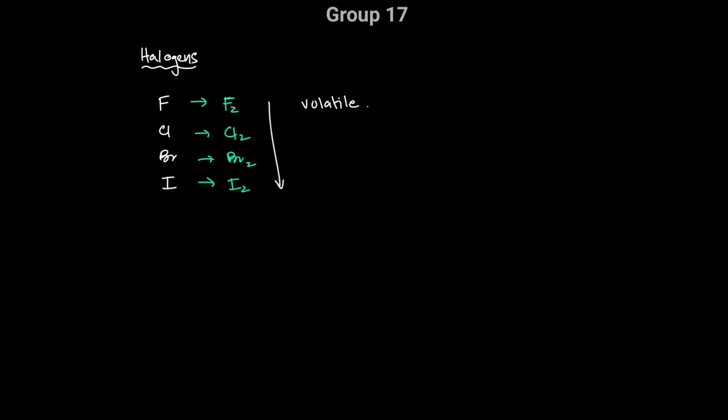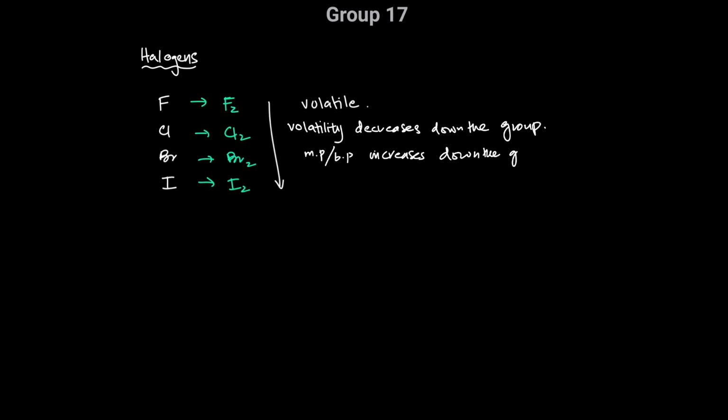The reason they're volatile is because you have weak van der Waals forces. Volatility decreases down the group, or we can say that the melting point and boiling point increase down the group. They have weak van der Waals forces because they're non-polar molecules, but down the group, obviously, the strength of those intermolecular forces increases.